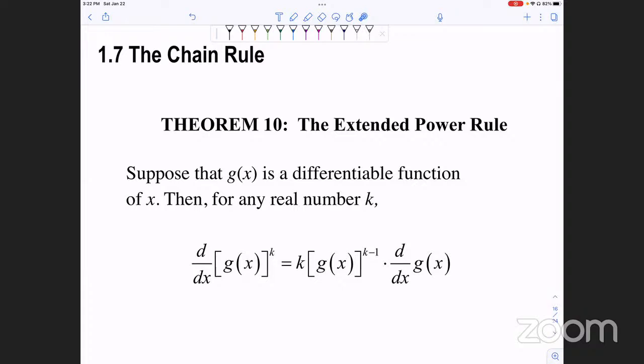So suppose that g is a differentiable function of x. Then for any real number k, the derivative of the power of a function is going to be the power comes down and we subtract 1, times the derivative of the inside function. So long story short, the derivative of the outside function times the derivative of the inside function.